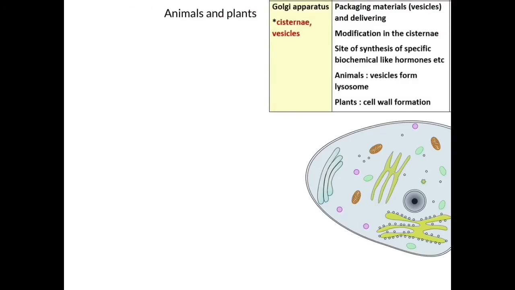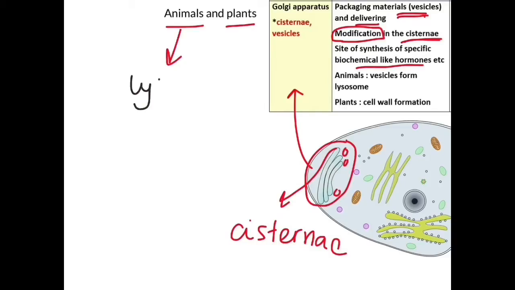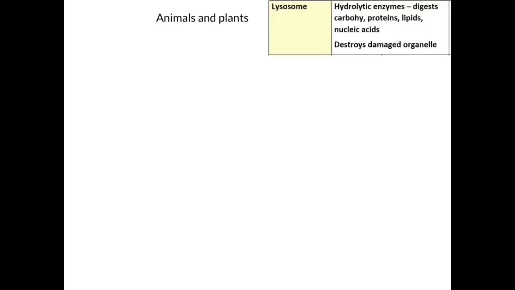Next, the Golgi apparatus is found only in animals and plants. This region here with its vesicles. Its main function is to pack and deliver materials, like proteins and lipids, in the form of vesicles. Then, a number of proteins synthesized by ribosomes on the endoplasmic reticulum are modified in the cisternae, this curvy edge region. Also specific biochemicals, like hormones, are synthesized here too. The vesicles that chip off the Golgi apparatus form lysosomes in animals. And in plants, it is used for cell wall formation.